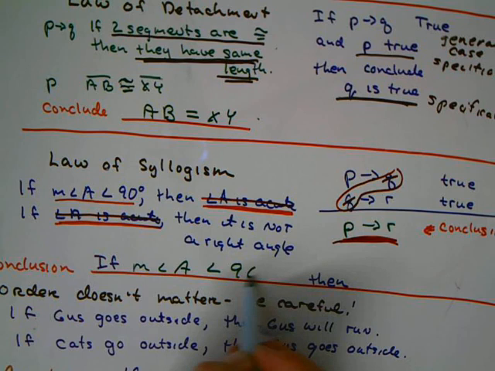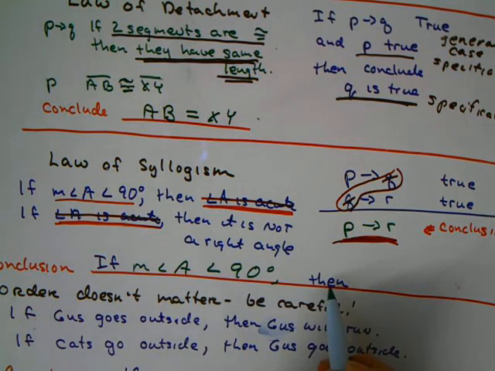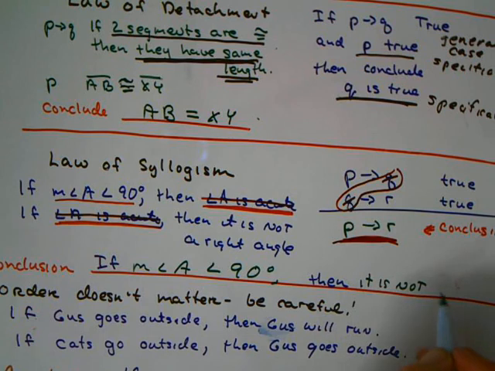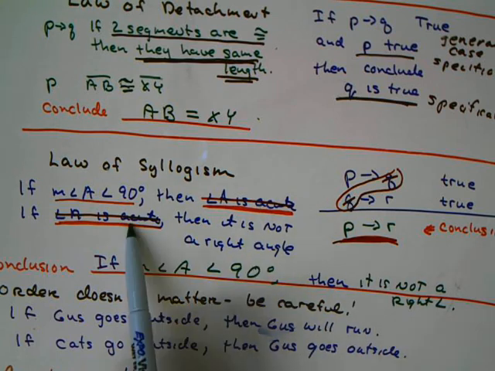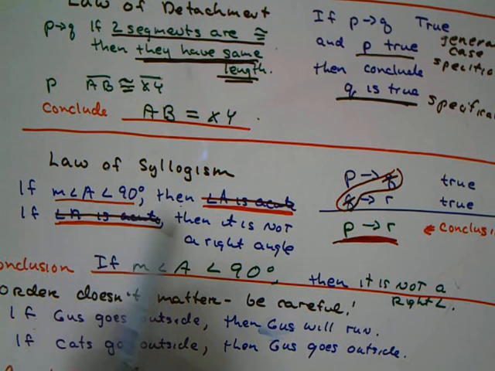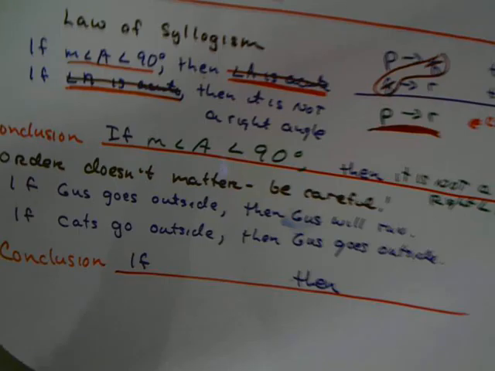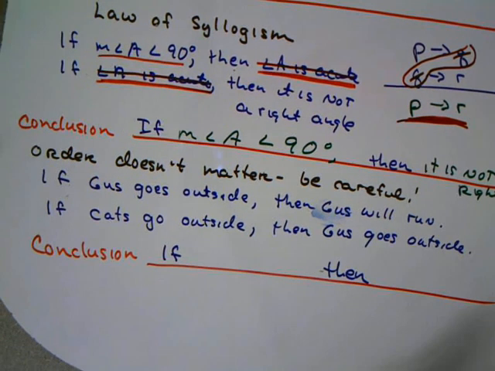If the measure of angle A is less than 90 degrees, then it is not a right angle. I'm going to run out of room. A right angle. So that's what you would do for your law of syllogism. You just look at what you've got that's the same, cross it out, and it's got to be an if and a then. And then whatever if and then you have left, that is your valid conclusion.